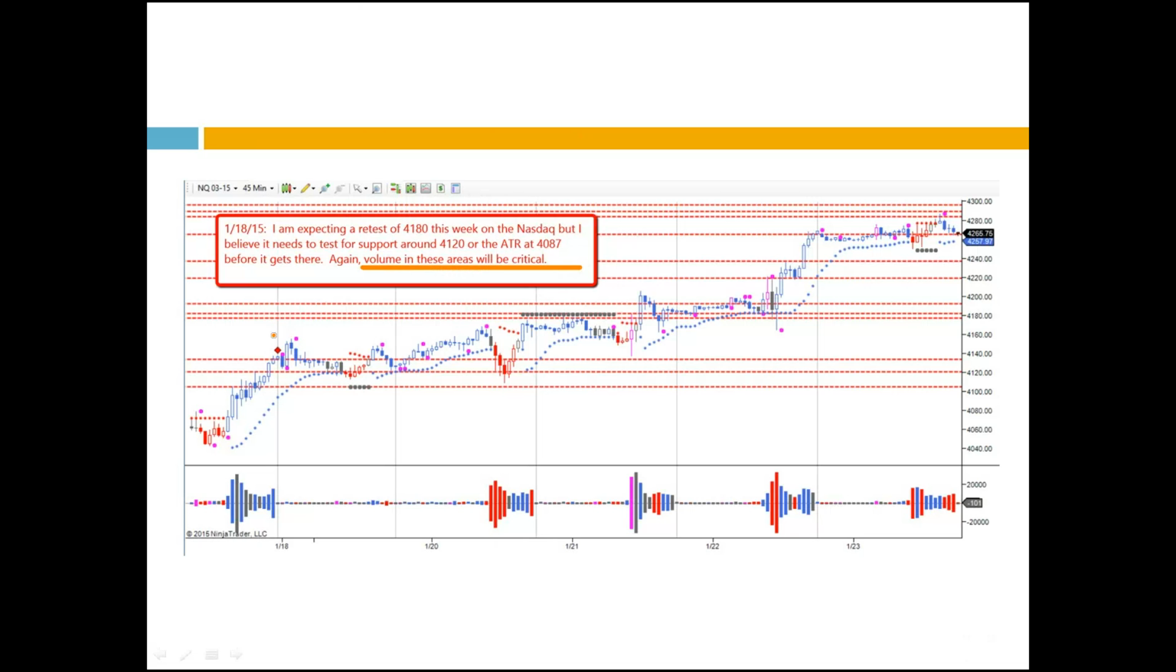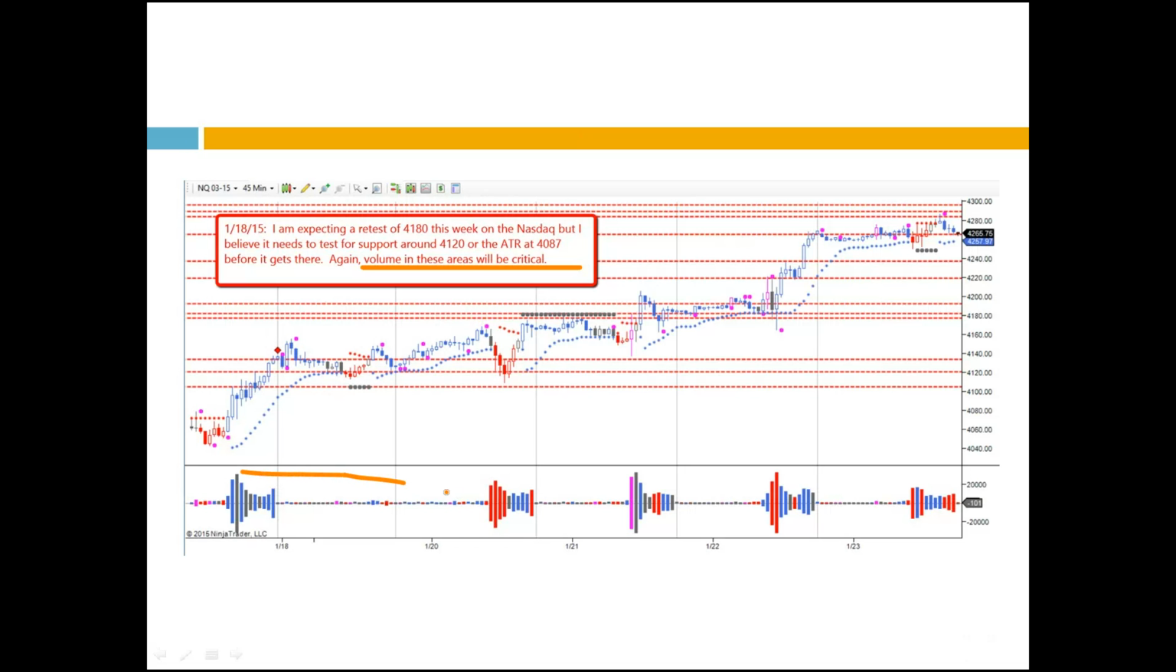So this is my little diamond. That's what the price chart looked like when I analyzed the chart. I thought it would come back to 4120. It came right back to this first red line here, then goes up, comes back to the ATR, and then continues up. What happens is it continues up.